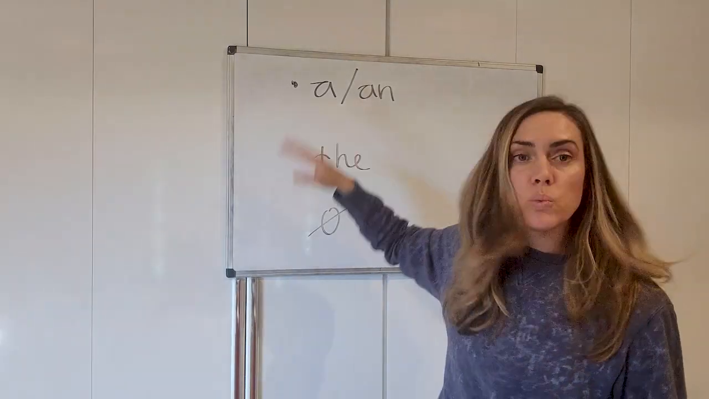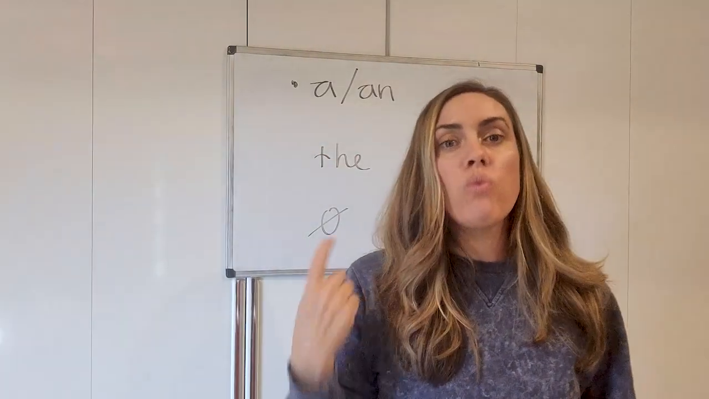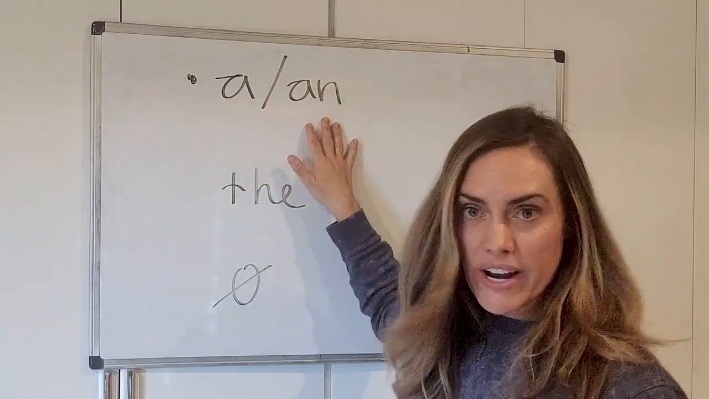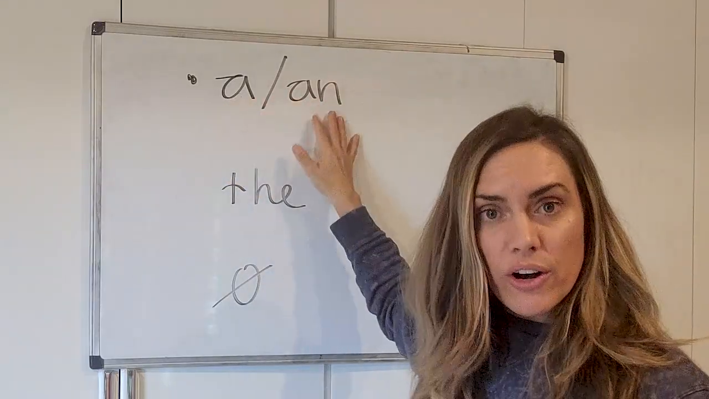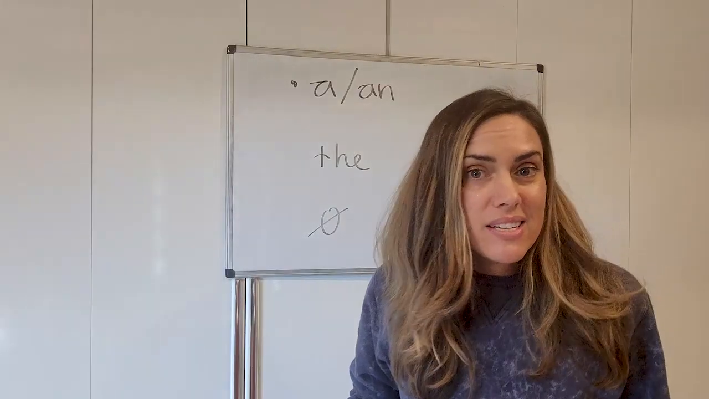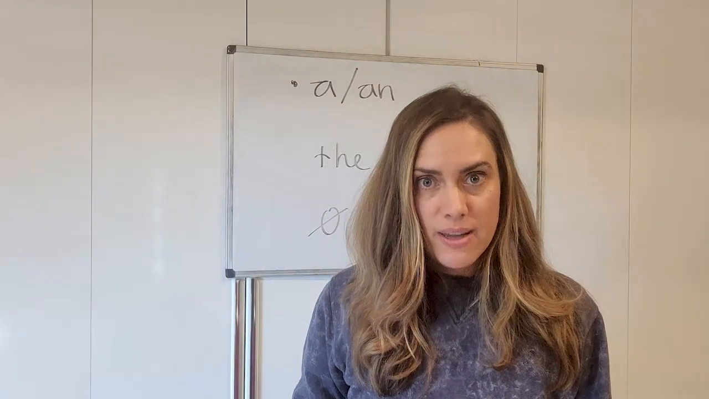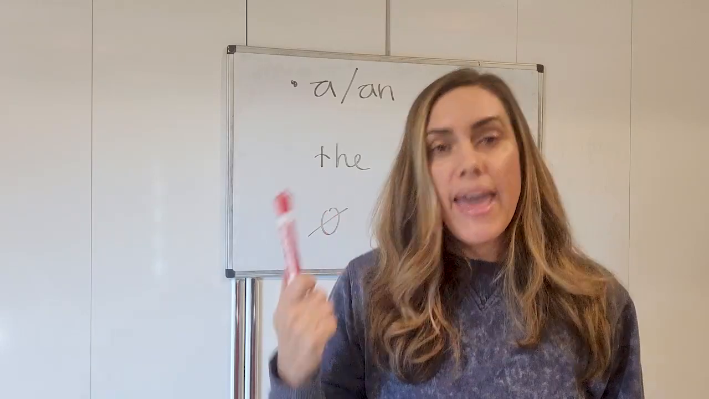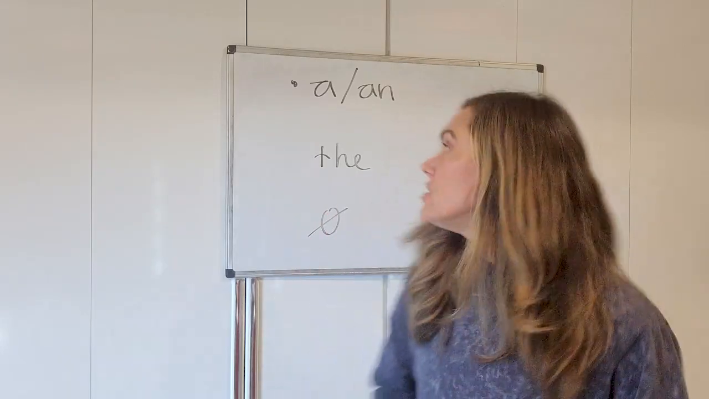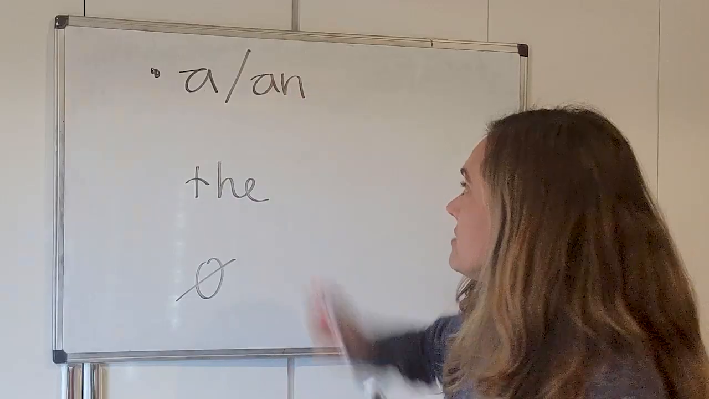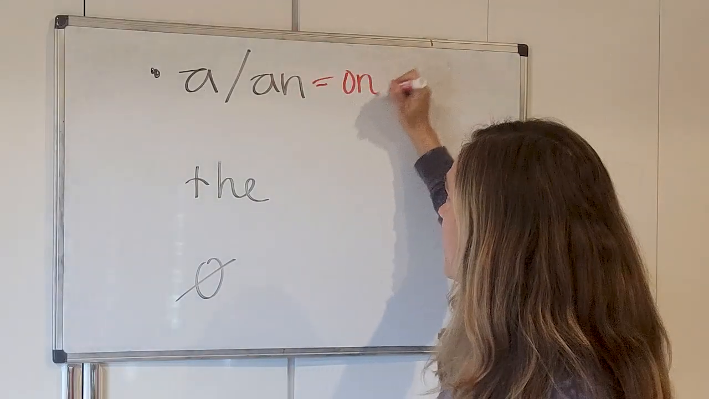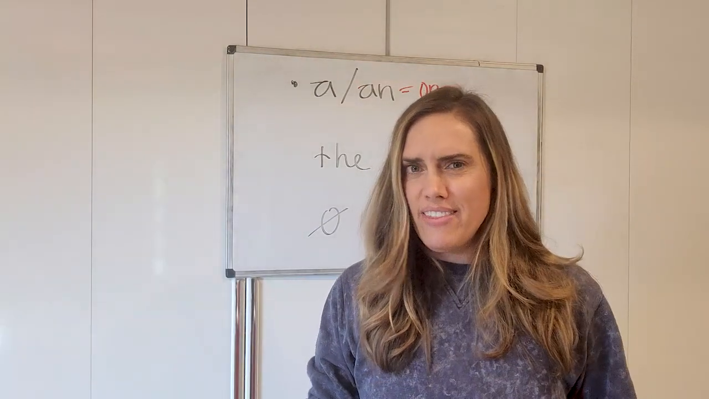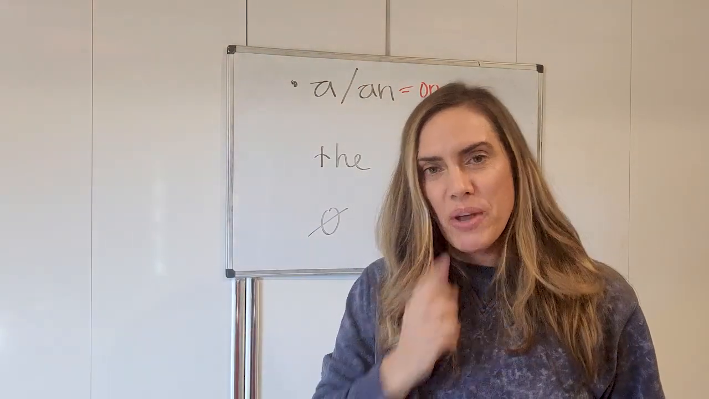So sometimes we will want to say that we have one of something. And when we do that, we can use a or an. By using a or an, we are basically saying there is one of something, like one marker. I could also say a marker, okay? So a or an just means one, okay? But there's a lot more to that than just knowing that, okay?